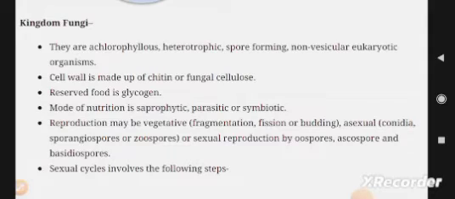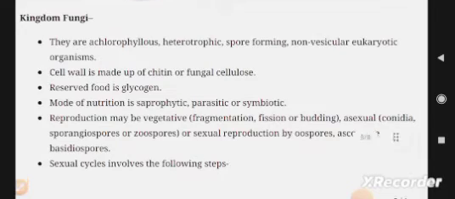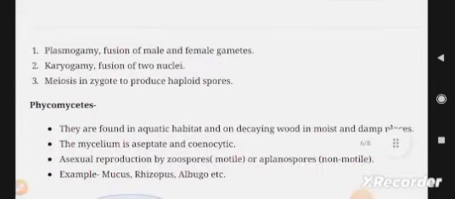Mode of nutrition is saprophytic, parasitic, and symbiotic. Reproduction may be vegetative, fragmentation, fission or budding, asexual conidia, sporangiospores or zoospores, or sexual reproduction by oospores, ascospores, and basidiospores. Sexual cycles involve the following steps: plasmogamy, fusion of male and female gametes; karyogamy, fusion of two nuclei; meiosis in zygote to produce haploid spores.